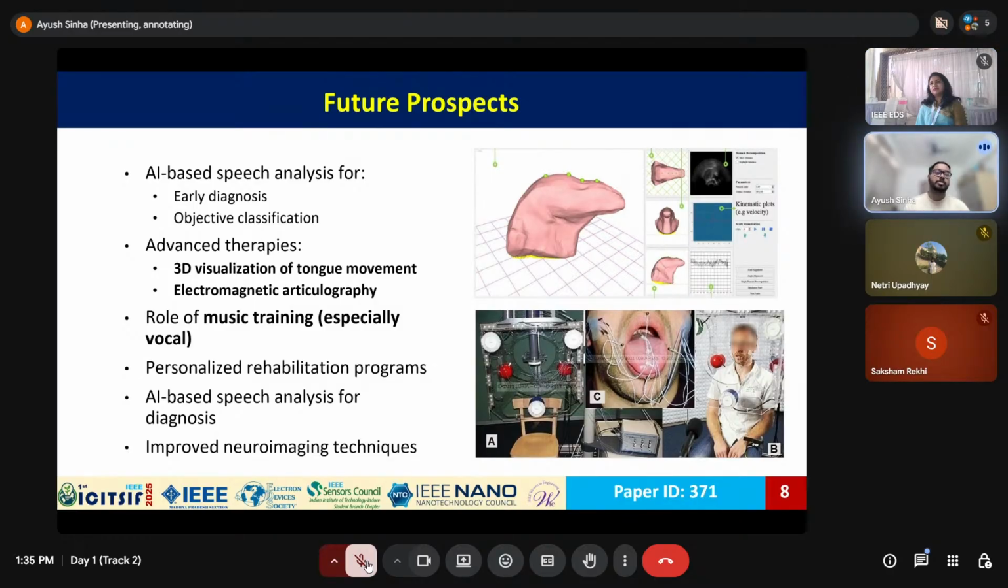So the future prospects: AI-based speech analysis for early diagnostics, objective classification, and advanced therapeutics such as 3D visualization of tongue movement and electromagnetic articulography can be done. And musical training, especially vocal music training, can be given to the patient. And personalized rehabilitation programs can be given to the patient, which need to be tailored to the patient's needs. And improved neuroimaging techniques can be used.